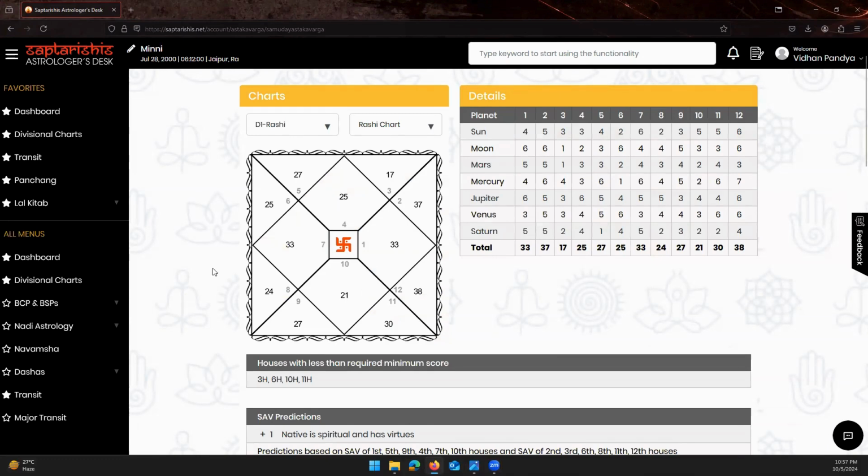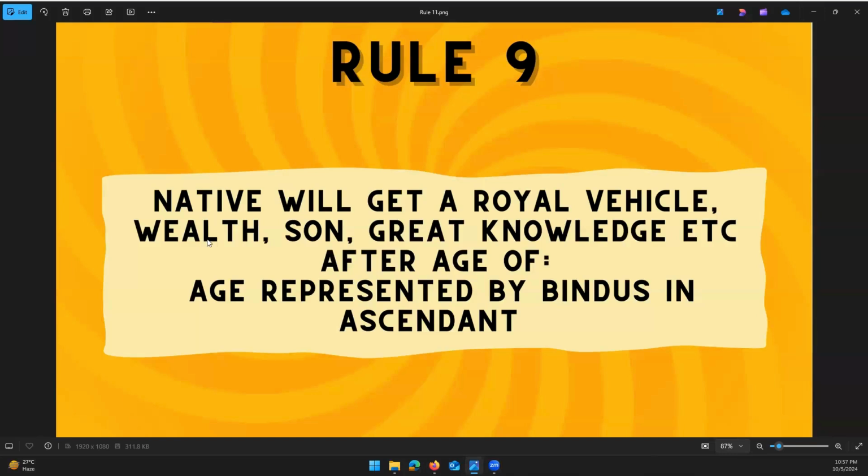These numbers have a lot of meaning to them, and at the 25th year of age, the ascendant will get activated. So all the positive results of the ascendant, which is getting wealth, getting royal vehicle, getting great knowledge, etc., will be seen by the native. When I've applied this rule, it has been found to be working in many different charts. And again, you can open up your charts to see whether this works on your chart.